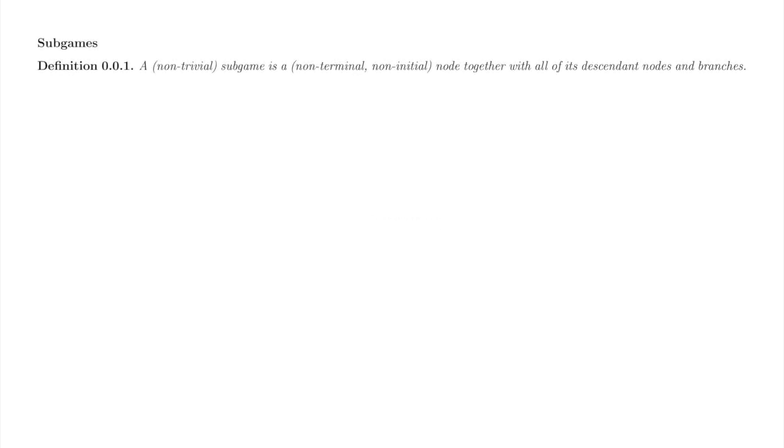As with several of our previous definitions, the definition of a subgame is formal, but its meaning will hopefully be fairly intuitive. The game tree contains within itself smaller trees that represent smaller games. These smaller trees are called subgames.